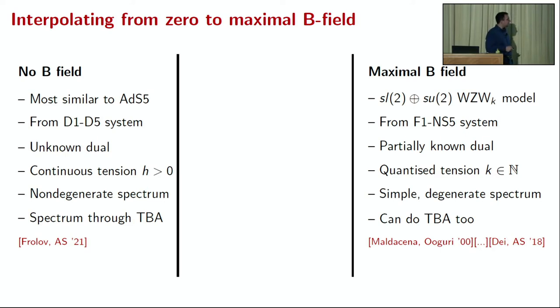The other thing is that here, the tension is quantized. It's actually the parameter k, which is the level of the Wess-Zumino-Witten model. And the spectrum is very different. It's similar to the spectrum of flat space strings. It's simple, you can write it in closed form, and it's actually highly degenerate.